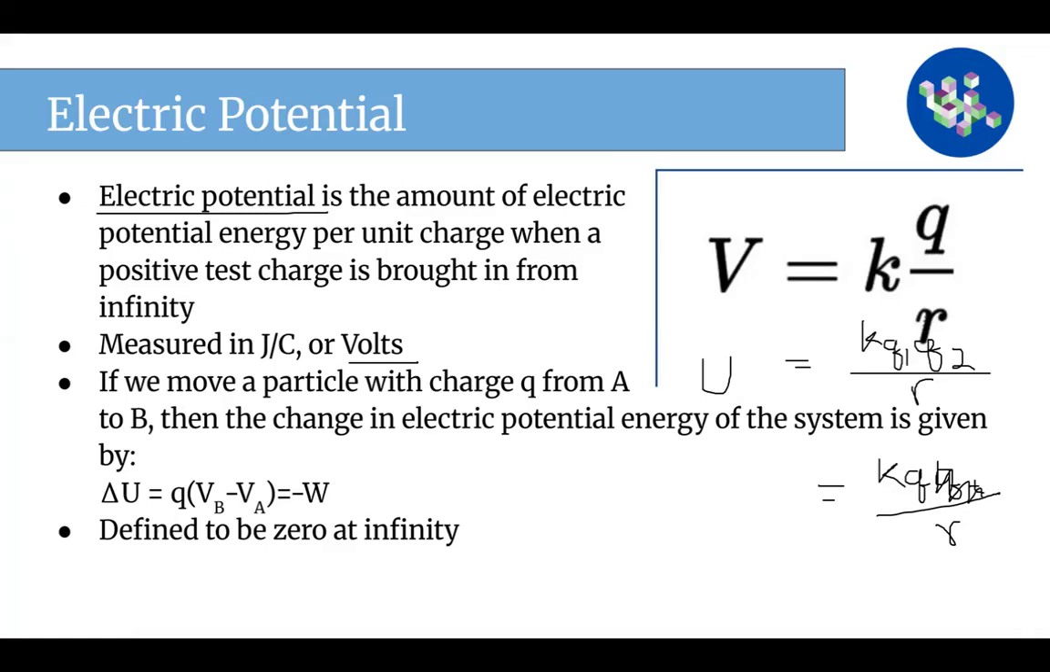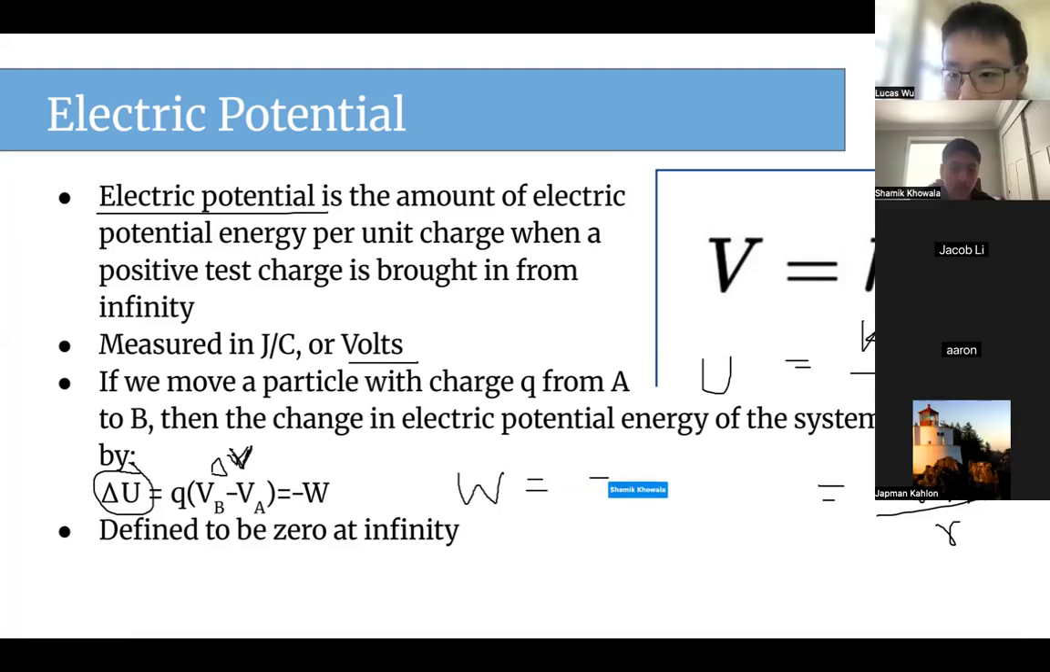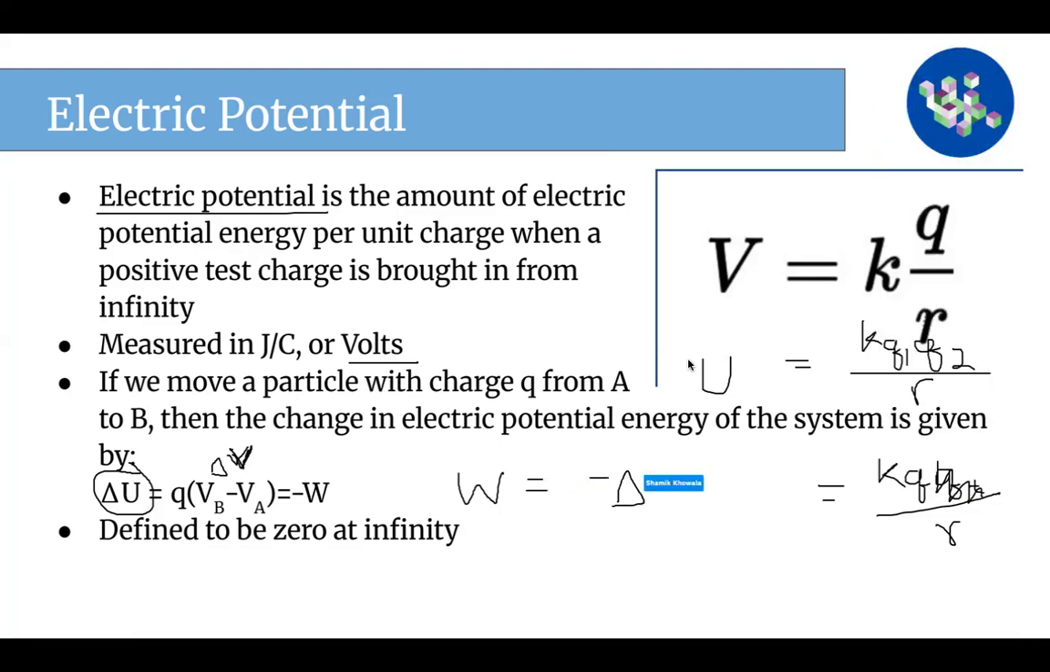The units for this are called volts, after a famous scientist. As I was saying before, we can move a particle with charge Q from point A to point B. In this case, delta U will equal Q delta V, which is V_B minus V_A. We also know that the work done by the electric field will equal the negative of the change in electric potential energy. So yeah, we get this.